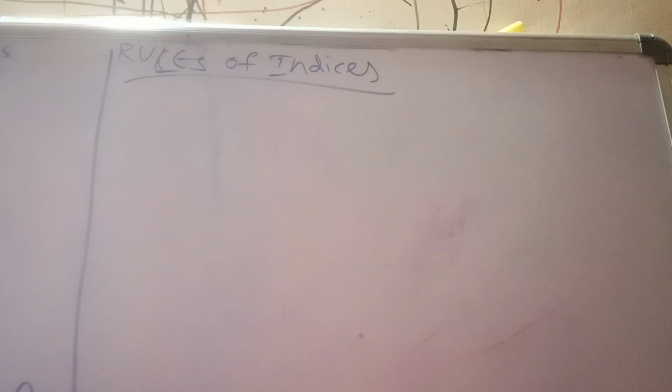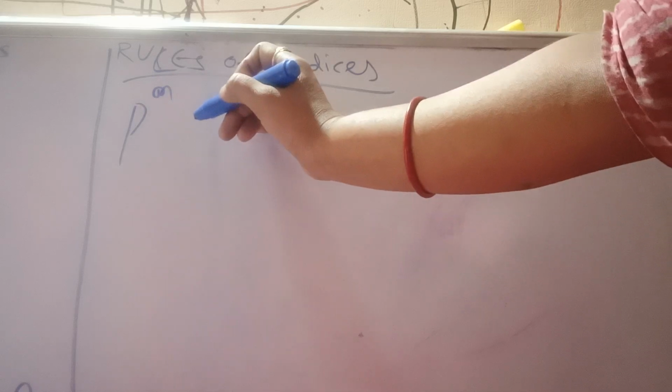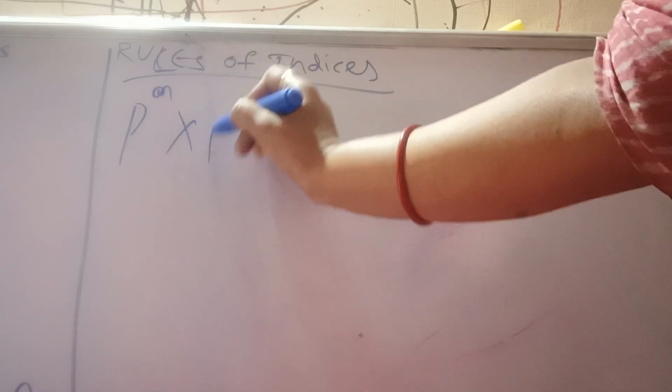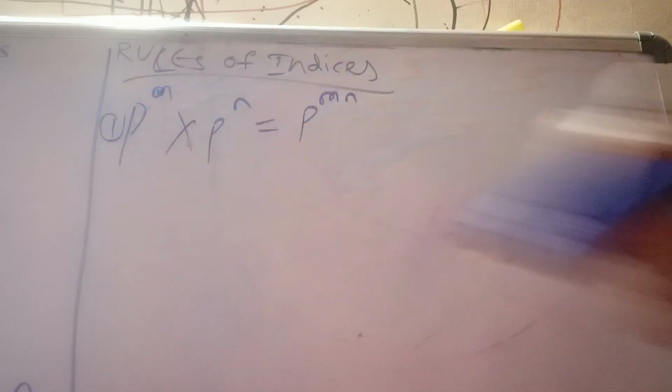First of all, we should know about indices. What do we mean by indices? When a number p is multiplied by itself n times, then the product is called the nth power of p and is written as p to the power n. Here p is called the base and n is known as the index of the power. Now, rules of indices. First rule is p to the power m into p to the power n equals p to the power m plus n.